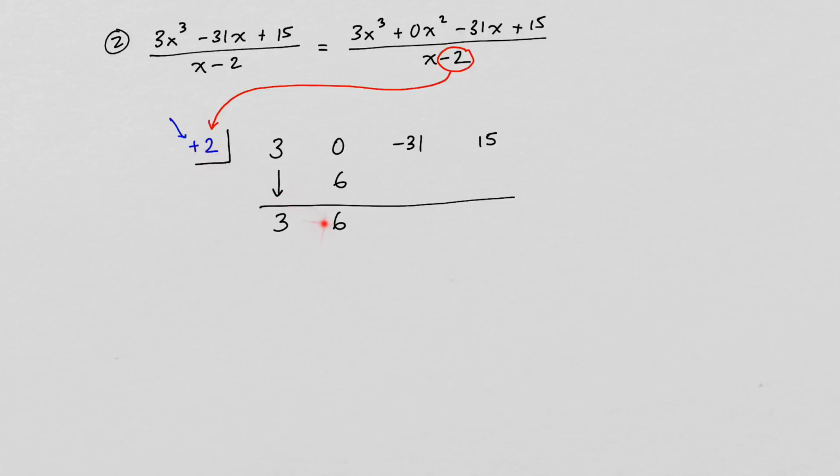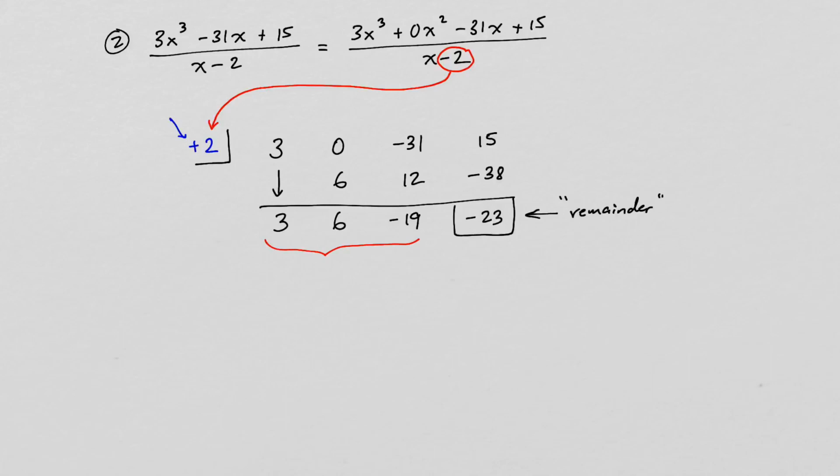Repeat. 2 times 6 is 12. Negative 31 plus 12 is negative 19. 2 times negative 19 is negative 38. And 15 plus negative 38 is negative 23. And again, this number here is our remainder. And then the answer, the quotient, comes from these numbers.